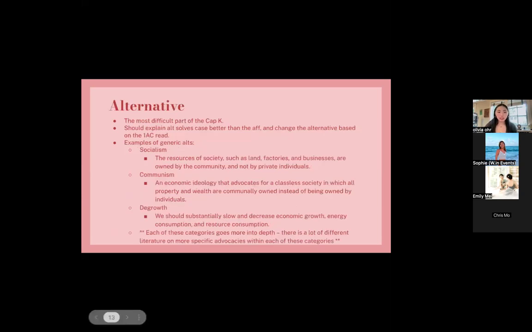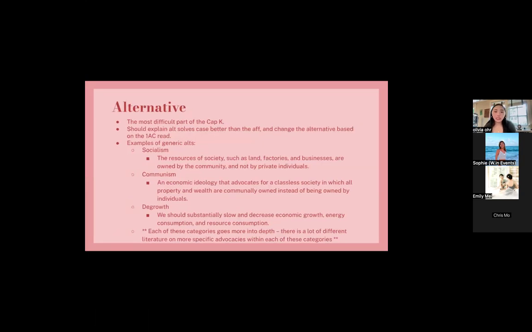Okay, the next part is alternative. So this is the most difficult part of winning the CapK in my opinion. It's pretty easy to win that capitalism is unsustainable and the AF is capitalist, but you must win the alternative to win the debate, unless you just go for it as a framework K, which is like a prior question. But the alt is very important in CapK debates.